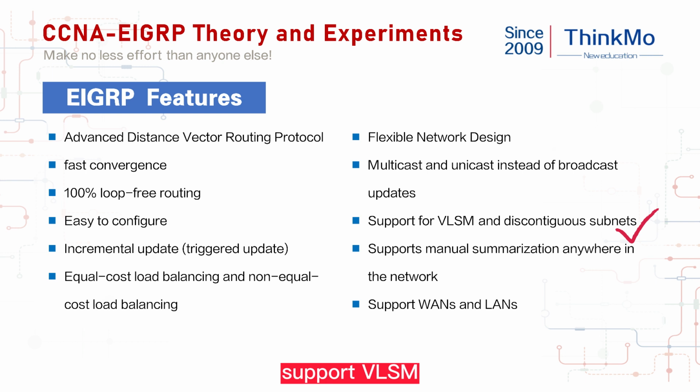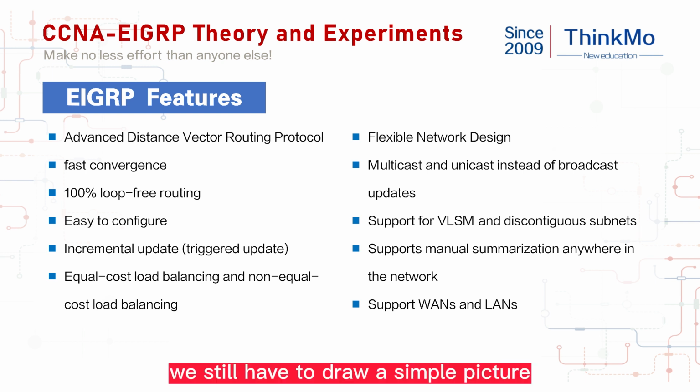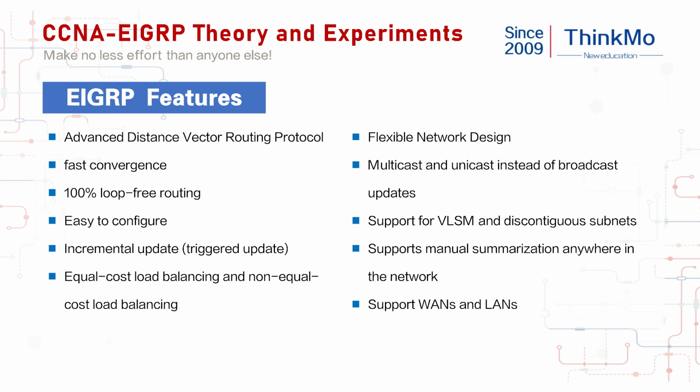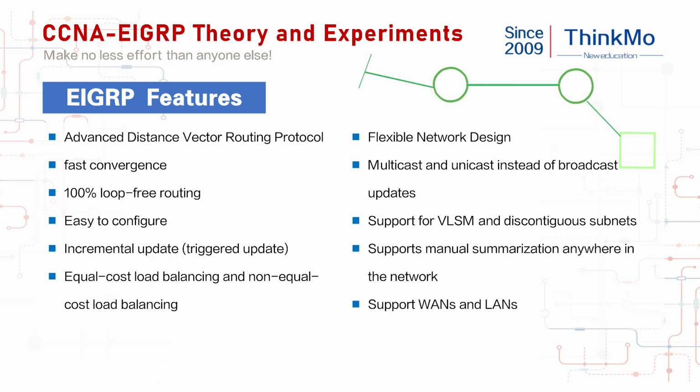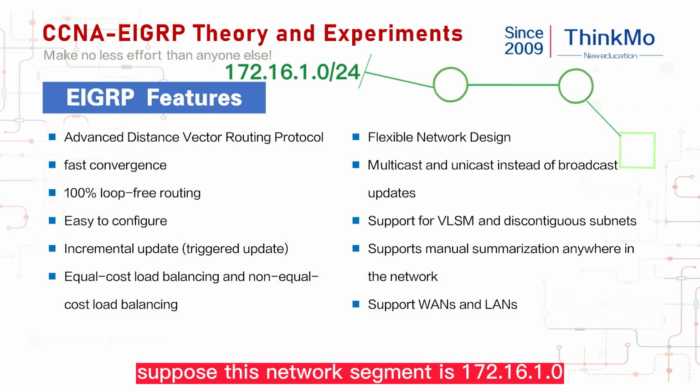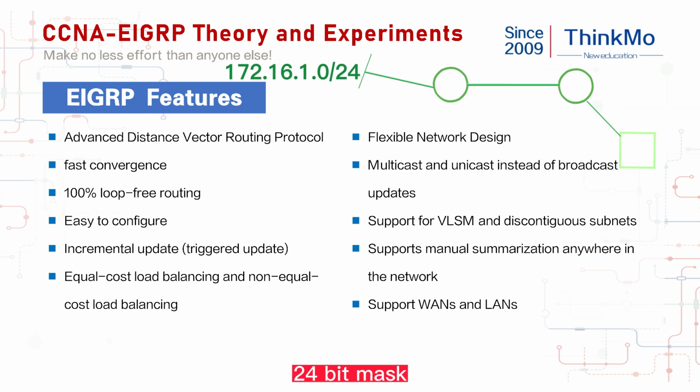Look down. Support VLSM. We still have to draw a simple picture. Don't look at it just a few words. There are a lot of things involved. A PC, 2 routers. This router has a network segment here. Suppose this network segment is 172.16.1.0, 24-bit mask. Okay. It is clear.